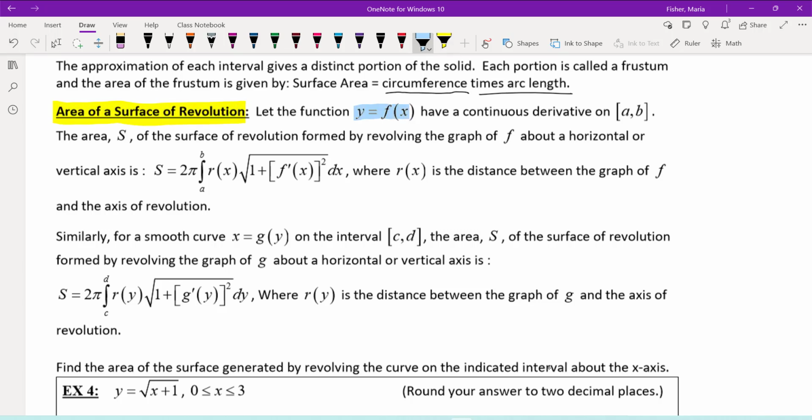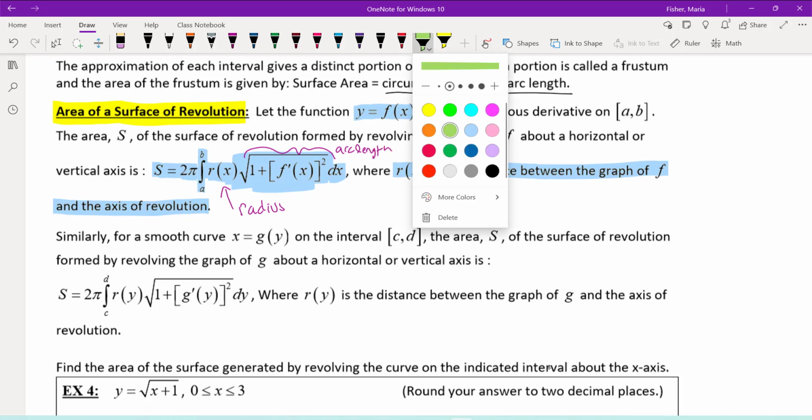If you have a function of x that's continuous on some interval from a to b, then the area of the surface of revolution formed by revolving the graph of f about either a horizontal or a vertical axis, doesn't matter which one, is always going to be capital S equals 2 pi times the integral from a to b of r of x times the square root of 1 plus f prime of x quantity squared dx, where r of x is the distance between the graph of f and the axis of revolution. So your r of x here is just your radius, and this part looks familiar, doesn't it? That's just your arc length.